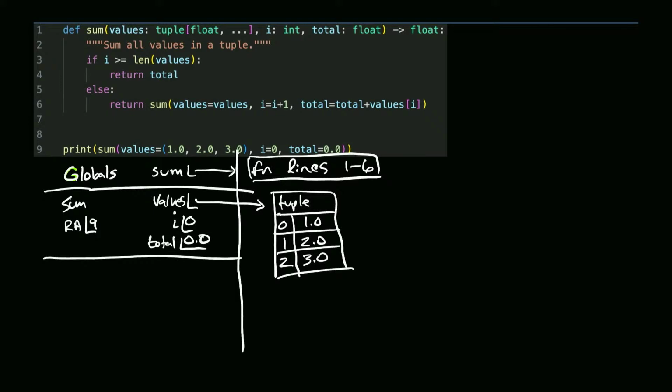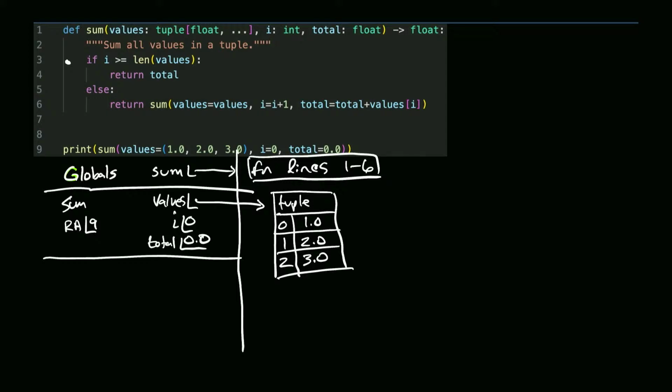So we've established this, and we're ready to jump into this function definition. So we jump in, and what happens? Well, on line 3, we ask, is i greater than or equal to the length of values? i is 0. The length of our values is actually 3, right? So len(values) would be 3. We have 3 items in this tuple. So no, this is false.